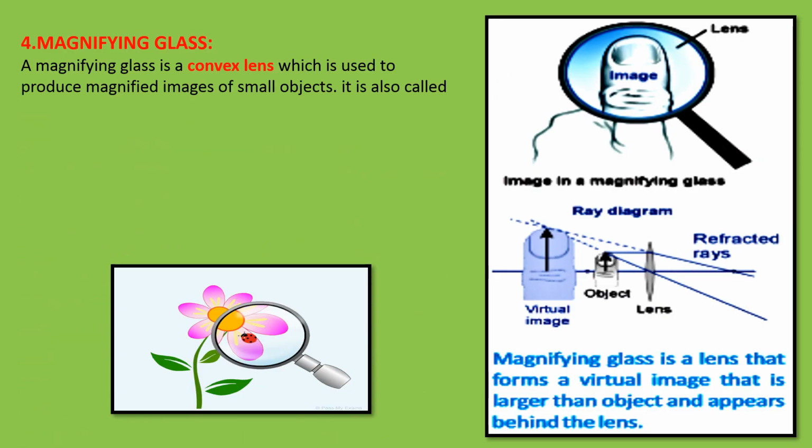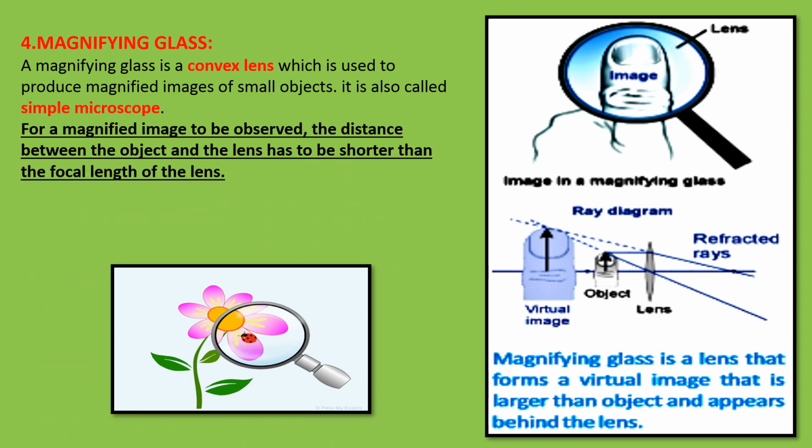Magnifying glass. A magnifying glass is a convex lens which is used to produce magnified image of small objects. It is also called a simple microscope. For a magnified image to be observed, the distance between the object and the lens has to be shorter than the focal length of the lens. It gives us an upright, virtual and magnified image.